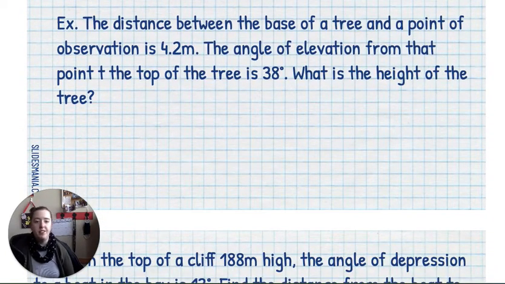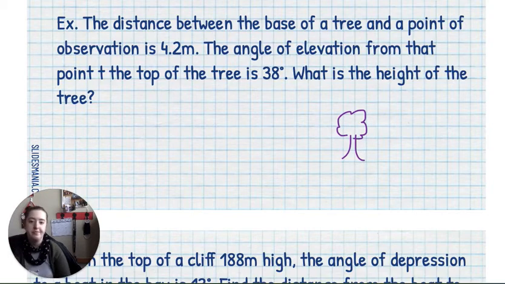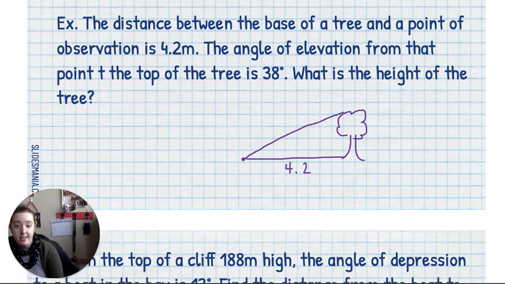The distance between the base of a tree and a point of observation is 4.2 meters. The angle of elevation from that point to the top of the tree is 38 degrees. What is the height of the tree? So first of all, we have a tree. And then there is a point that is 4.2 meters away. From that horizontal up to the top of the tree, they tell me is 38 degrees. And we want to know, what's the height of the tree? So we got that 38 degrees.